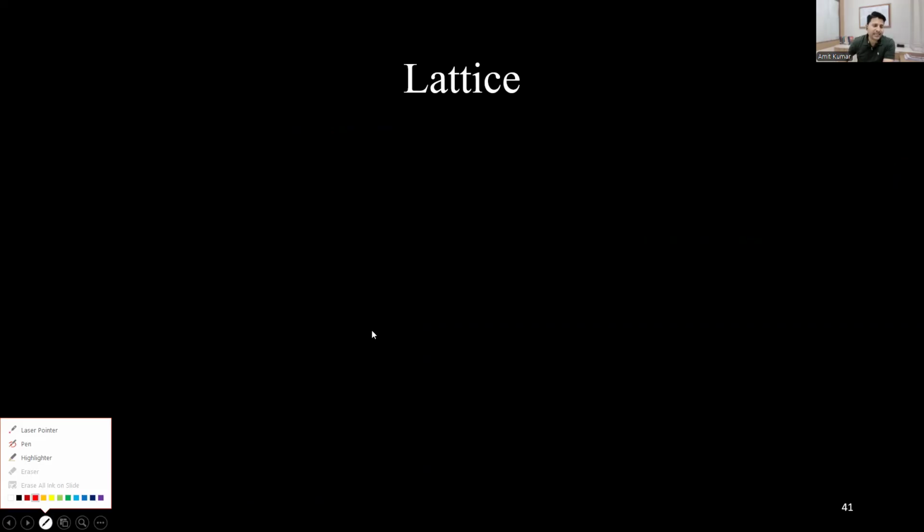Let me share the screen. Okay, so let us see what we mean by a lattice. So first thing, as we already know, what is a POSET? A POSET is a structure which is having a set along with a partially ordered relation. So if I am having a set A and it is having a relation R, and this relation is a partially ordered relation.